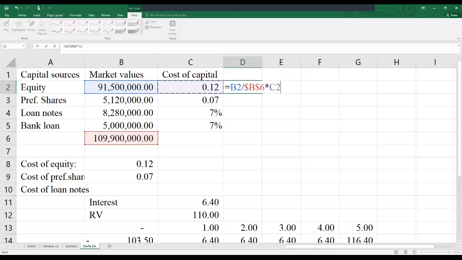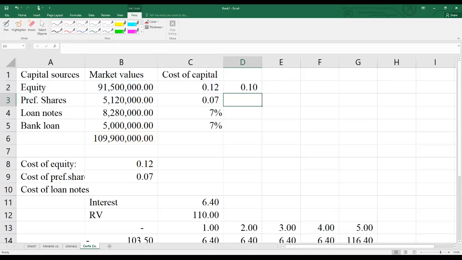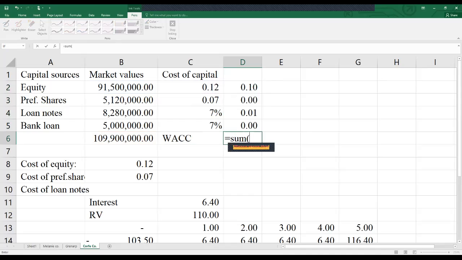Weight of equity times its cost, weight of preference share times the cost, weight of loan notes times the cost, weight of the bank loan times the cost. That's for the first one, and I can drag the formula now. Therefore, the company cost of capital will be simply the sum from the equity all the way to the bank loan. And I get 11.7%. And that is it.